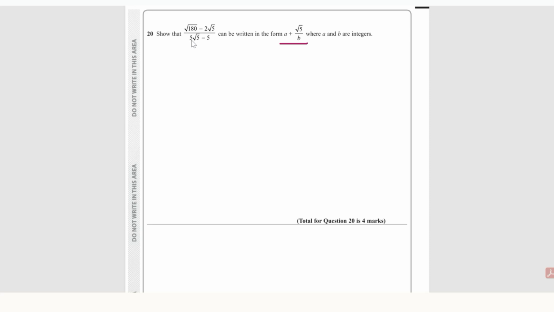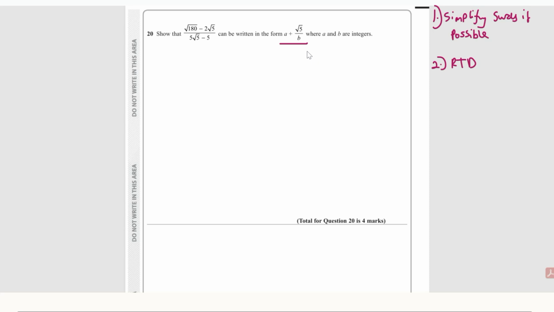Now straight away, when we see a surd on the denominator, we know that we need to rationalize the denominator. But before we do that, just having a look at this question here, we see root 180, and with that being a large number, it looks like this surd can be simplified. So I think we can approach this question in two steps. One being, simplify the surds if possible. And then once that's done, we can go ahead and rationalize the denominator.